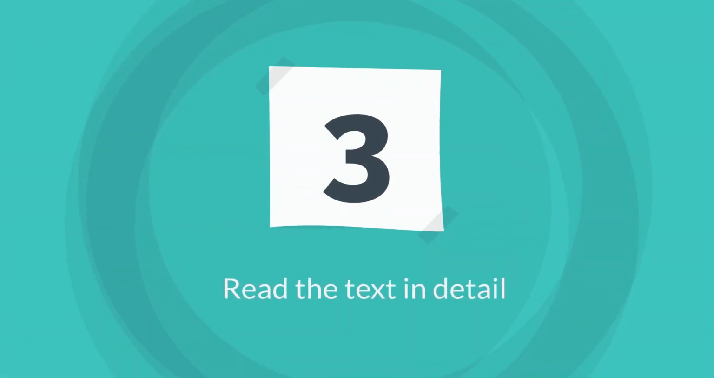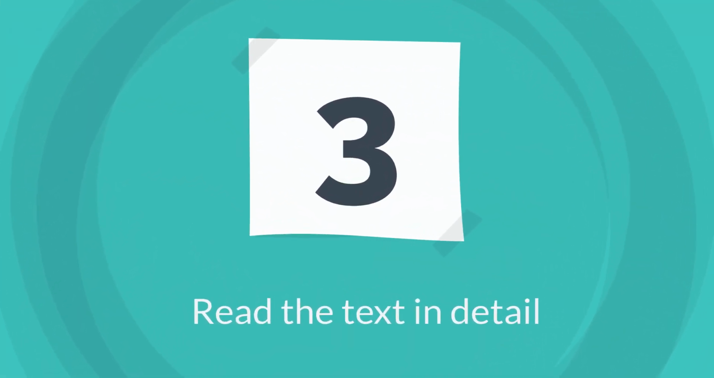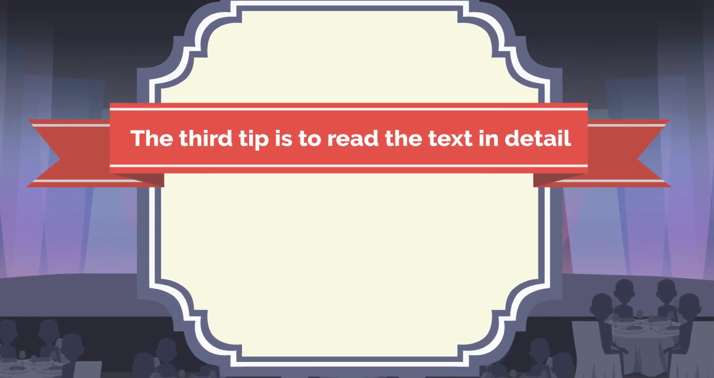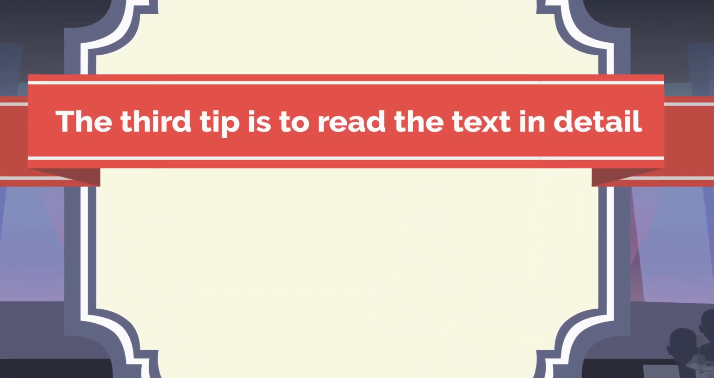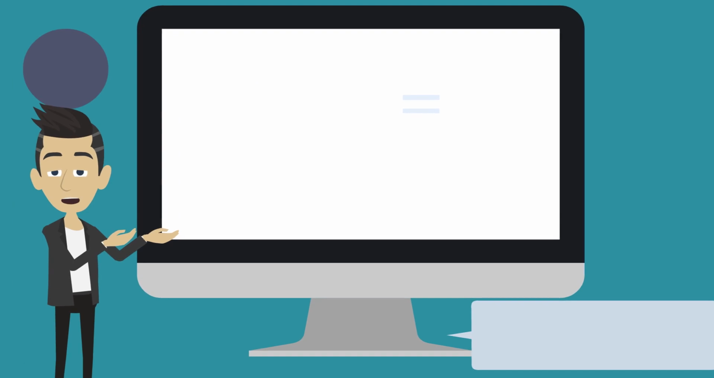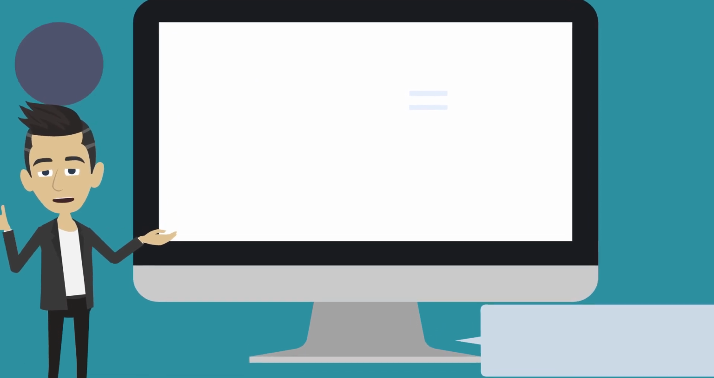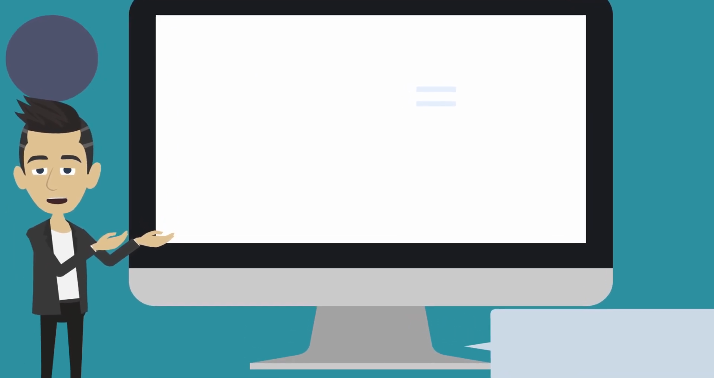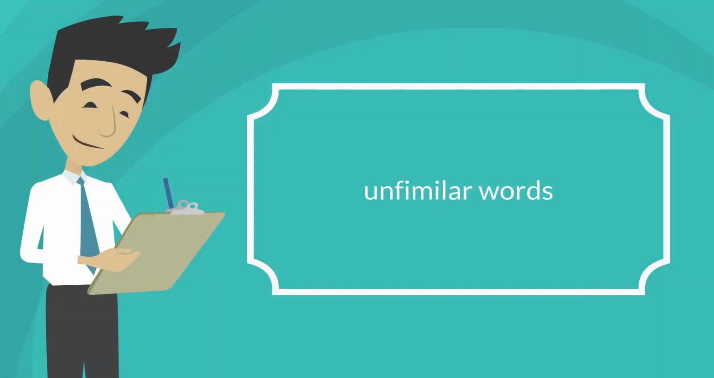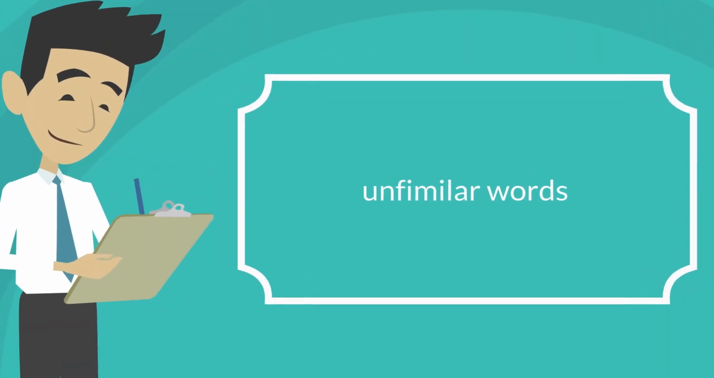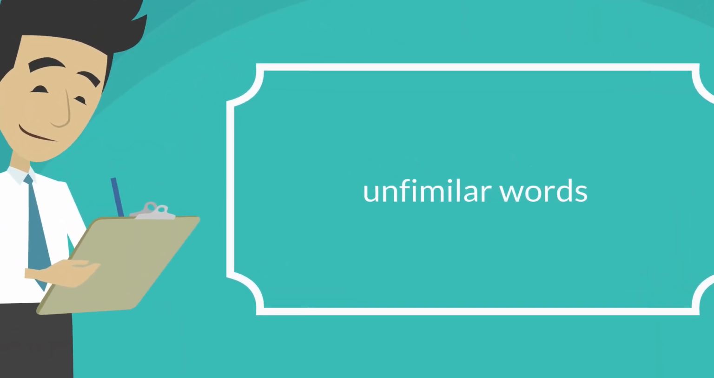Tip number 3, read the text in detail. The third tip is to read the text in detail. When answering questions that require you to have a more detailed understanding of the text, it is important to read it carefully. Take note of any unfamiliar words or concepts and try to understand their meanings.